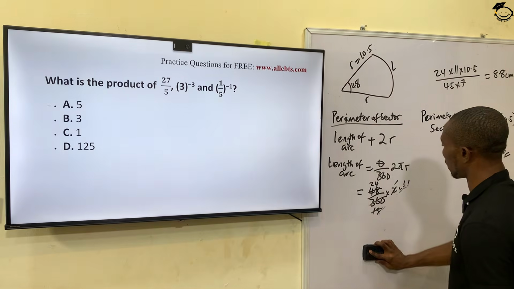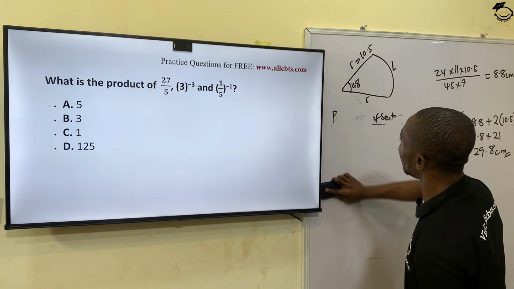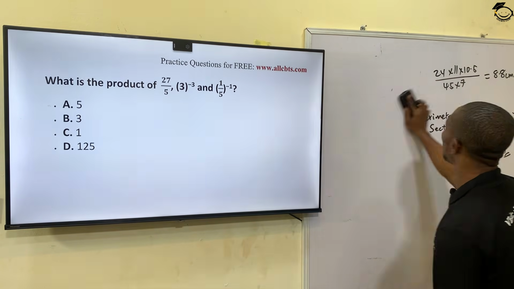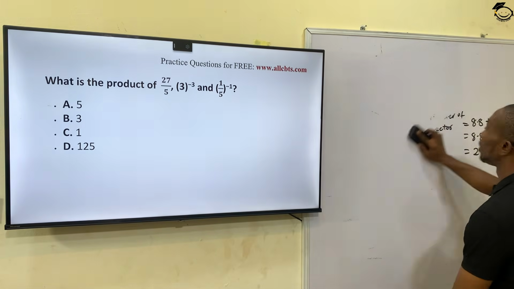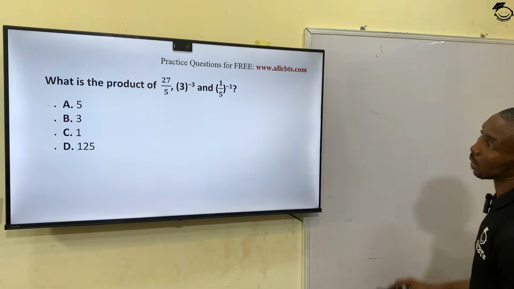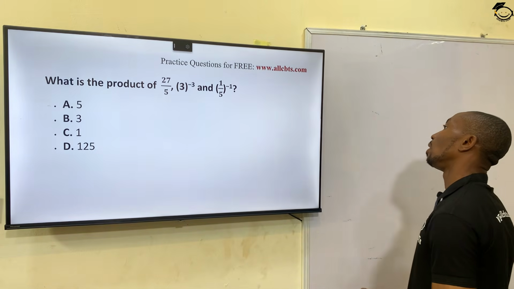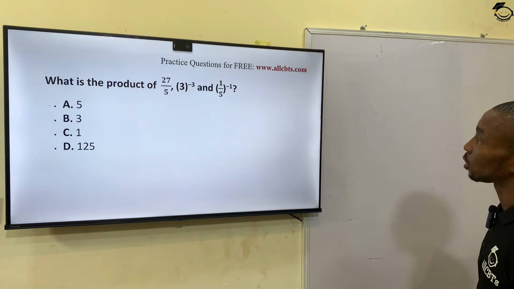Now, our next question says, what is the product of 27 over 5 times 3 raised to the power minus 3 times 1 over 5 raised to the power minus 1.